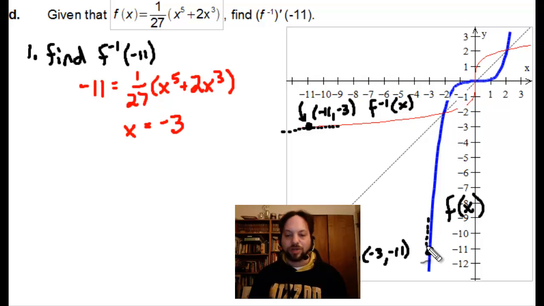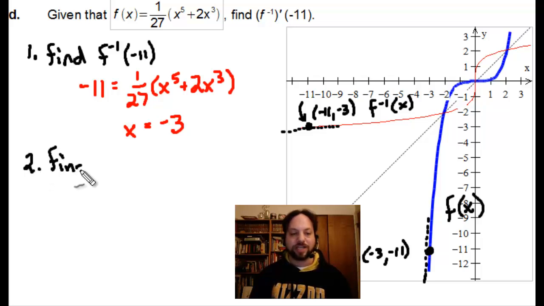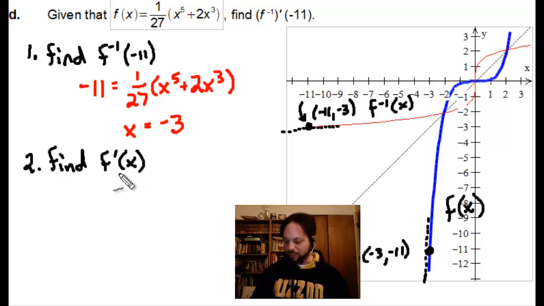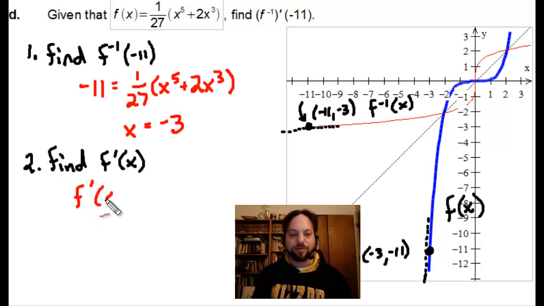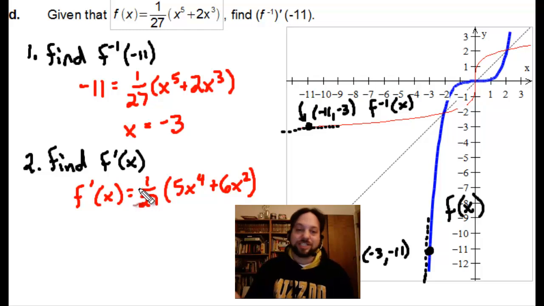And now what we want to do is find the derivative of the original function at that point. So that will be our second step, is to simply find the derivative of our original function. And of course, that shouldn't be too difficult. Since we've done derivatives a number of times, the derivative of our original function is simply going to be 1/27th multiplied by 5x to the fourth plus 6x squared. How did I do that? Well, I just did the derivative.